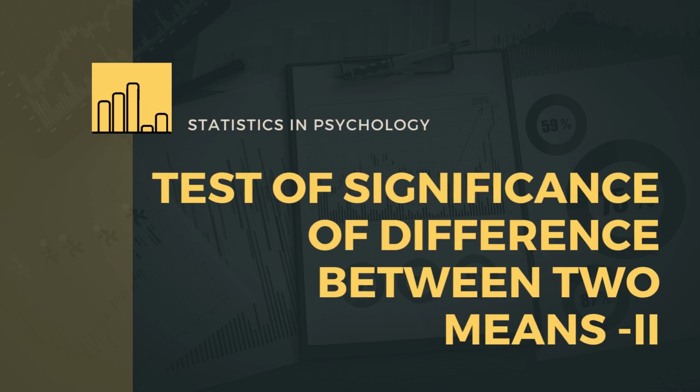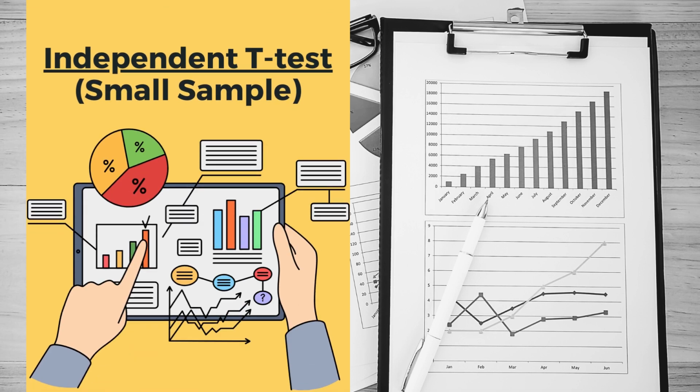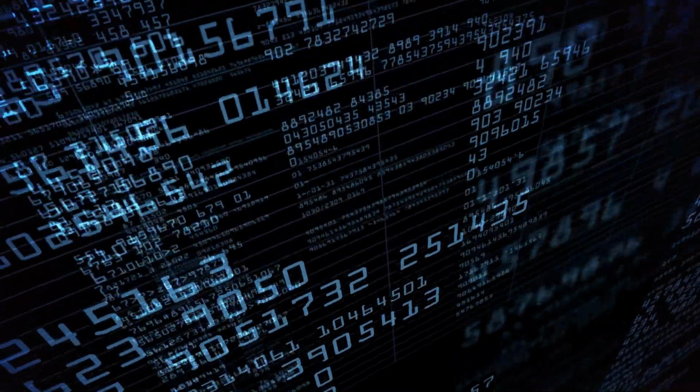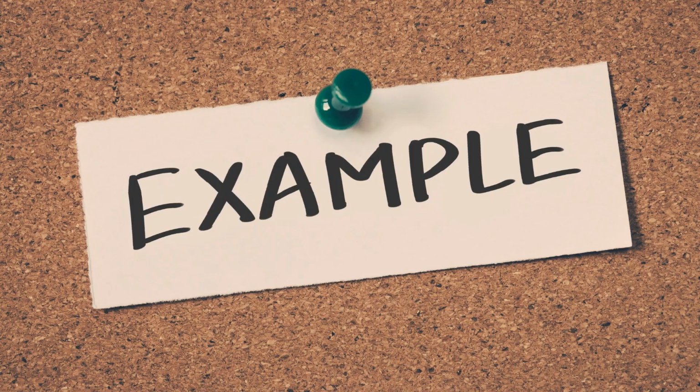Dear learner, in continuation with my class of yesterday, in this class I am going to talk about the independent sample t-test for the small sample. As we are aware, the independent sample t-test is used when we have normally distributed data, the data is in the form of interval or ratio scale, and our data is not violating any of the assumptions of normality. So in this class I will be talking about the independent sample t-test for the small sample, and I will start with an example.